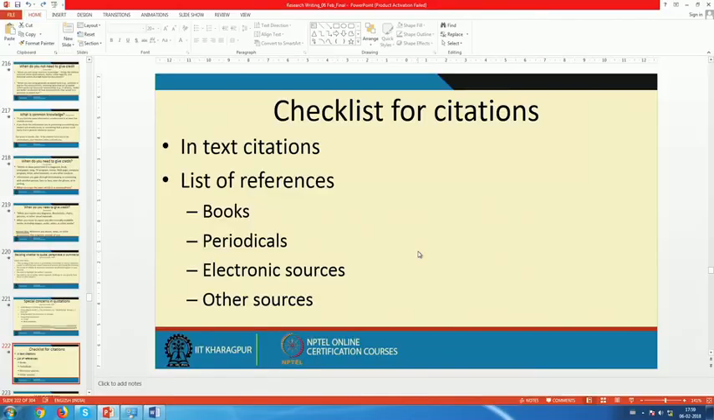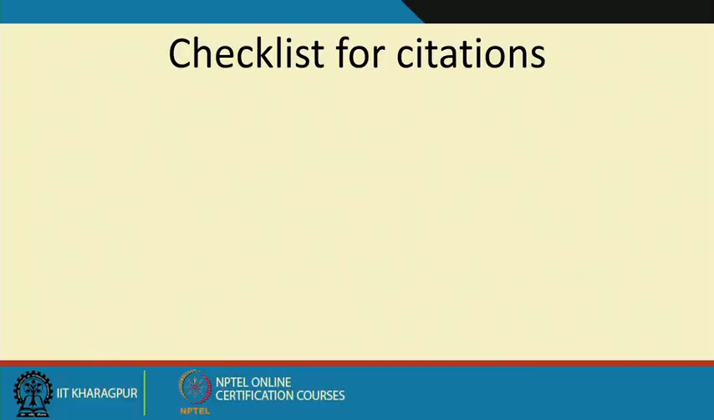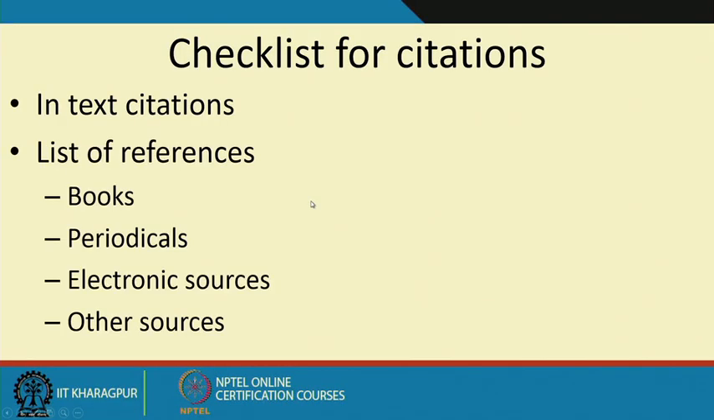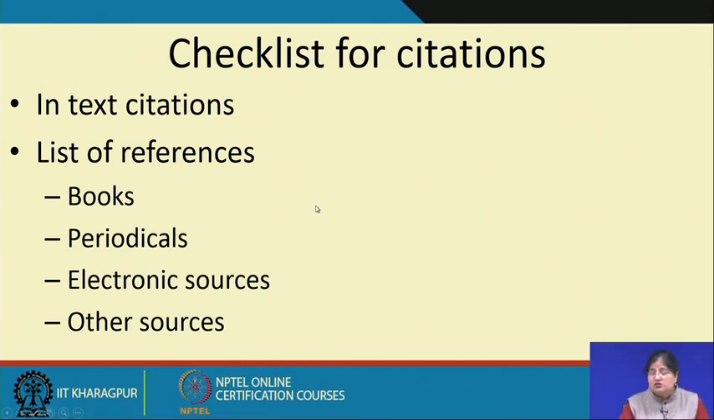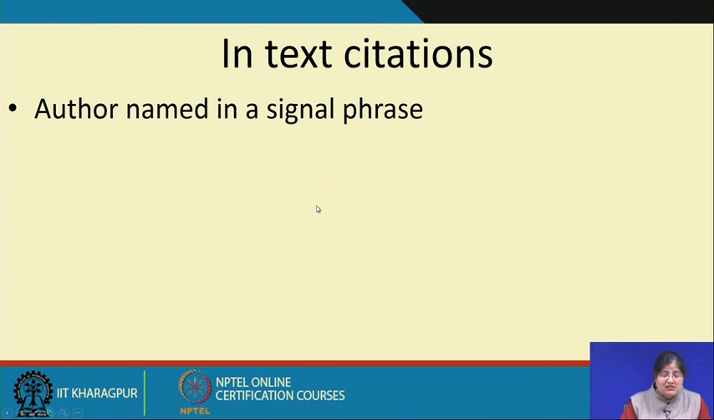Now, checklist for citations: you will have in-text citations, you will have end of text references, you will have references to books, references to periodicals, electronic sources, other sources. Then in the in-text citations, you will have authors named in the signal phrase. Signal phrase is the first sentence. So, you say according to Malik 1995, or Malik 1995 found out, or you say this was found out, and in brackets you say Malik 1995. So, signal phrase is when you cite the author's name right in the beginning of the sentence.